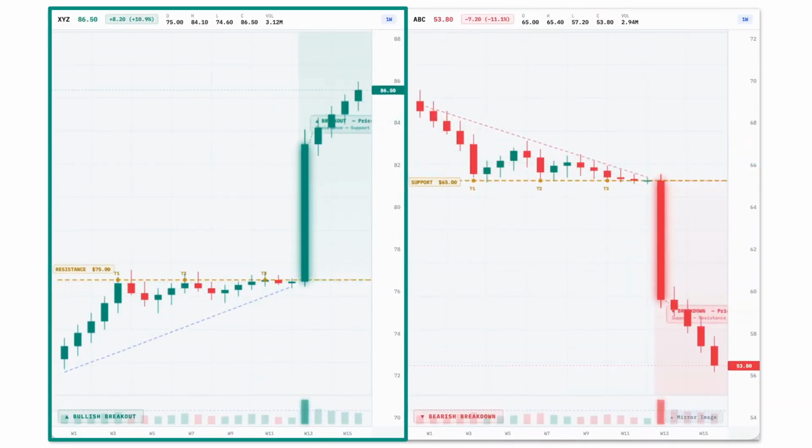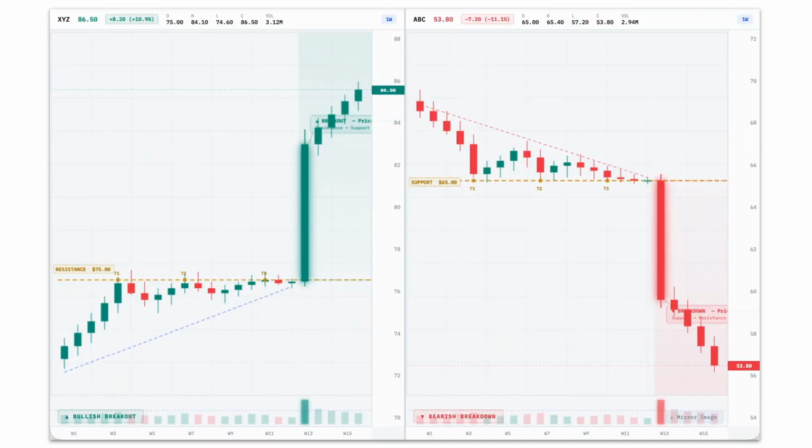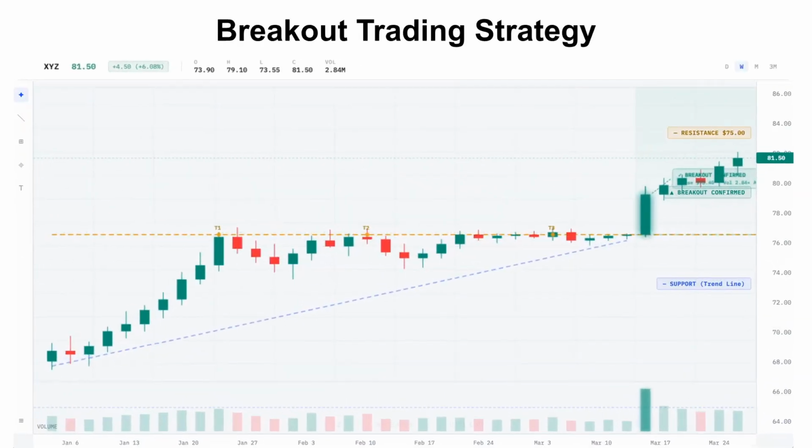First, a bullish breakout occurs when price clears resistance and continues higher. Second, a bearish breakdown occurs when price falls below support and continues lower. Structurally, they are mirror images. Today we'll focus primarily on bullish breakouts, but the principles apply symmetrically. Not all breakouts carry the same quality. A thin volume spike is very different from a structured expansion supported by participation.